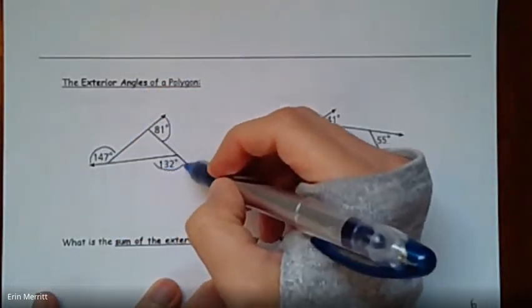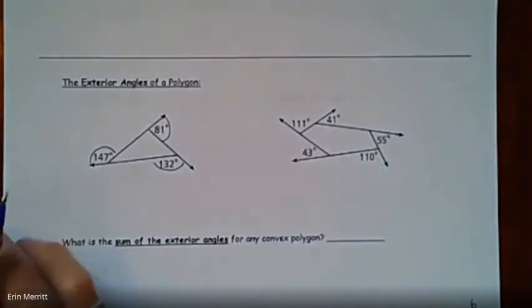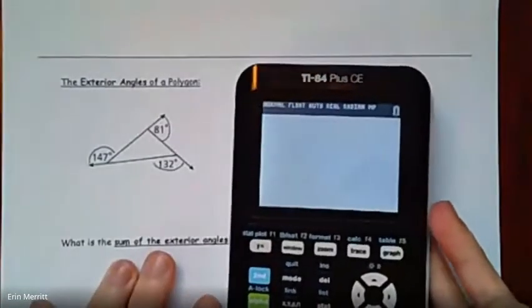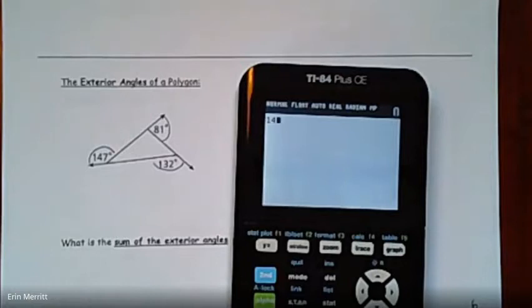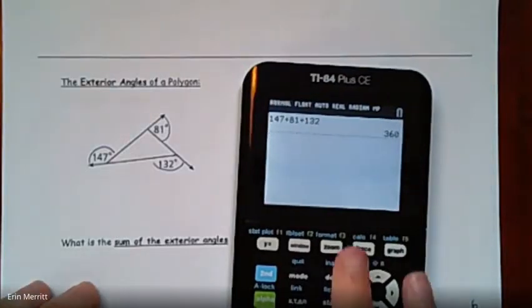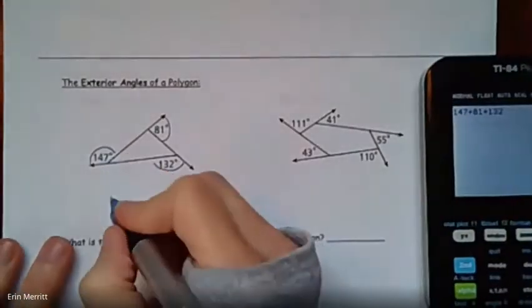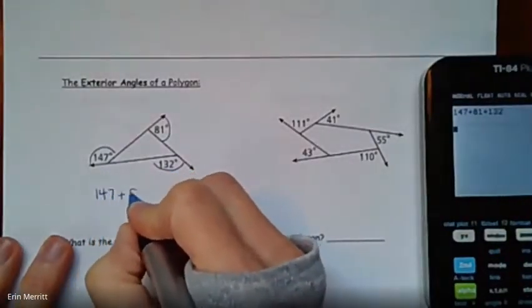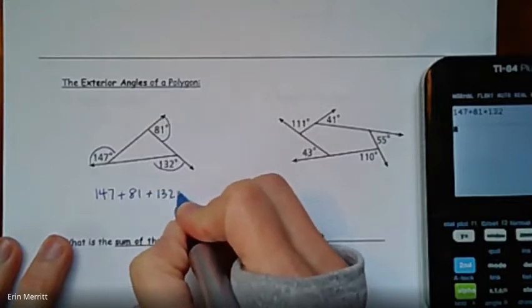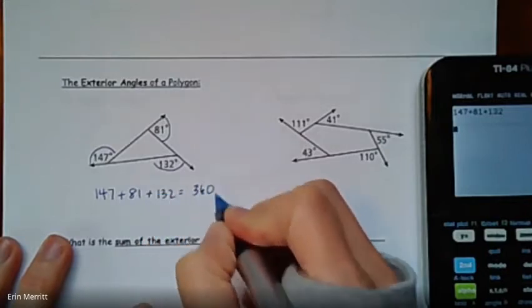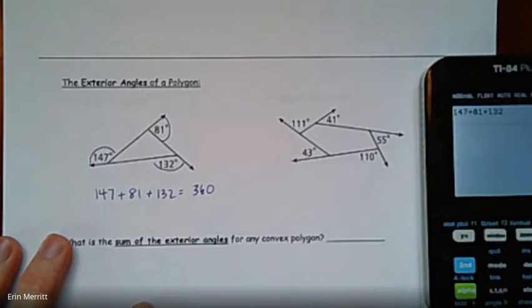So you've got 3 exterior angles, since there's 3 interior angles for a triangle. If you grab your calculator and we add up 147 plus 81 plus 132, we end up with 360. Just to make it clear in your notes what we actually added, go ahead and write that down. All right, so the sum comes out to 360.